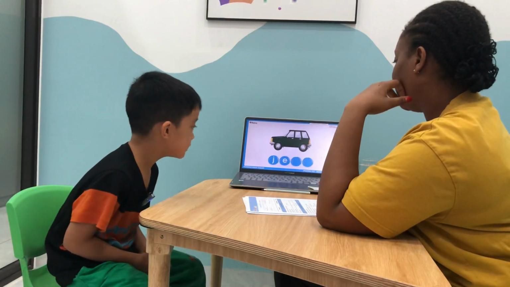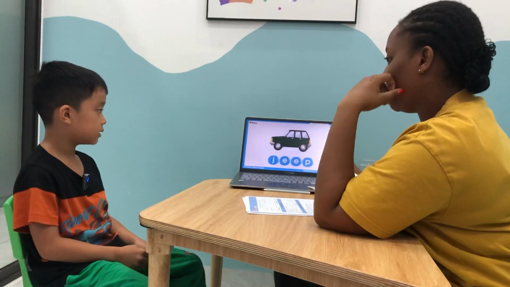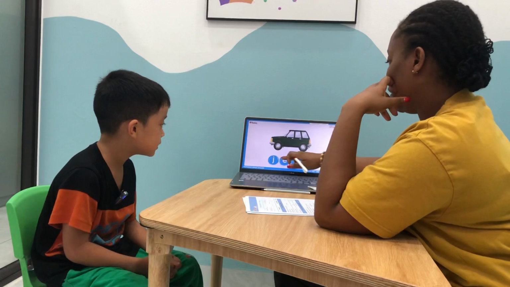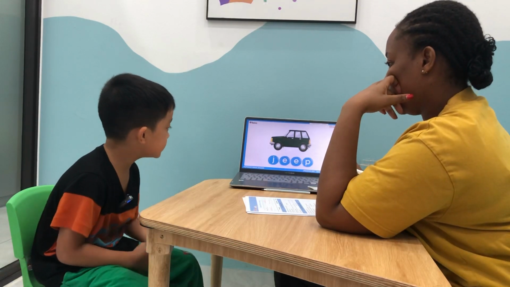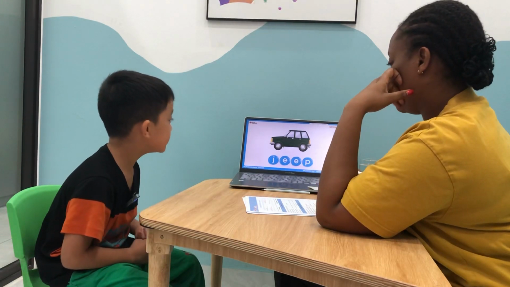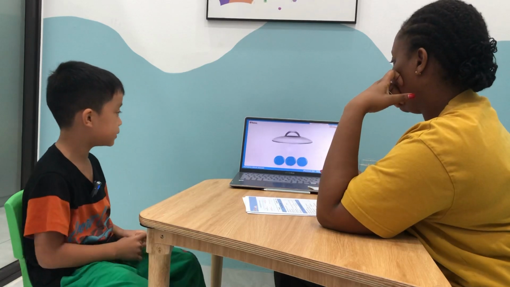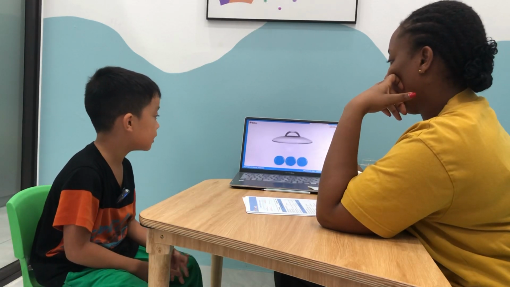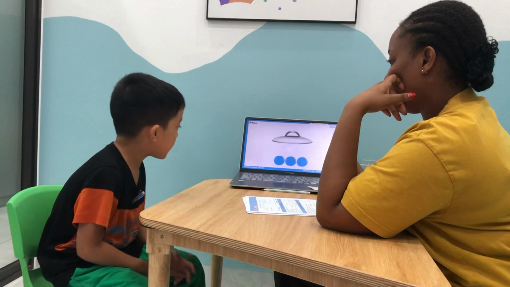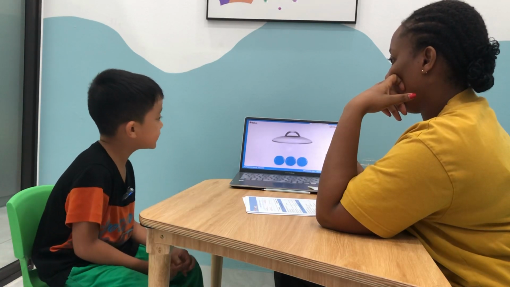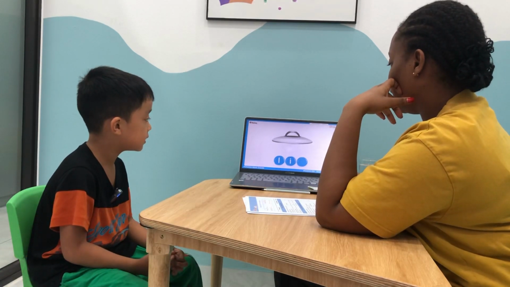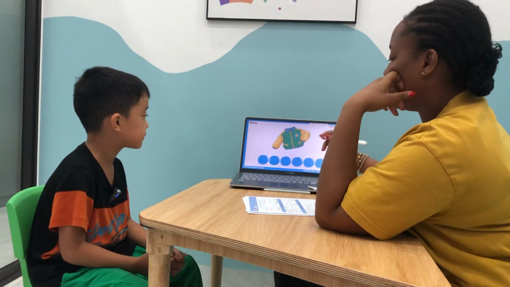What is this? It's Jeep. Spell Jeep. J-E-E-P. Jeep. What's this? Lead. Spell lead. It's a lead. L-I-D. Okay.